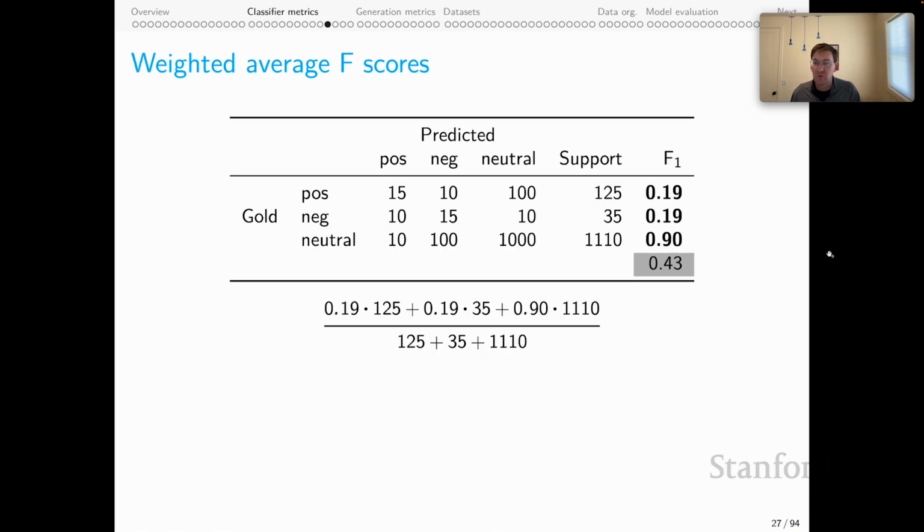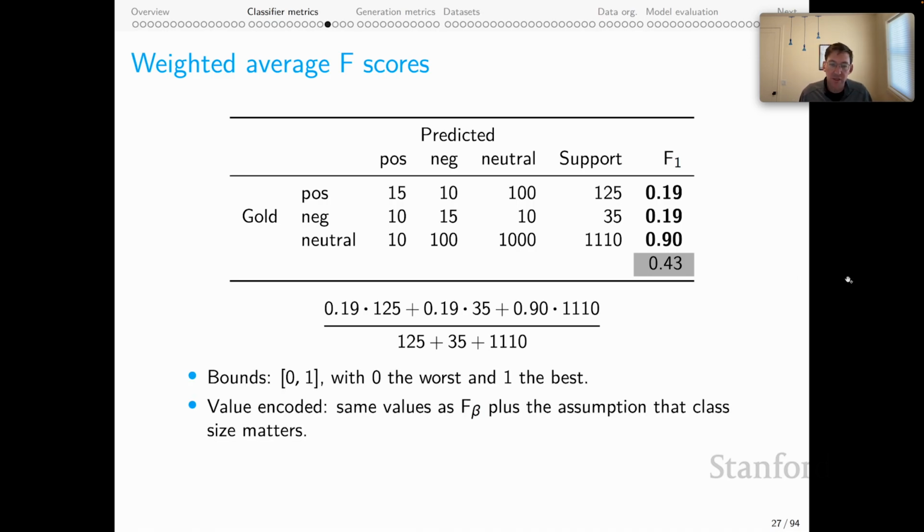Weighted average F-scores is a straightforward way to average where you simply take into account the total support. And so it's a straight up weighted numerical average of the three F1 scores. The bounds are 0 and 1, 0 the worst, 1 the best. The value encoded is the same as the F scores, plus the assumption that class size does in fact matter in this case. So this will be more like accuracy. The weakness, of course, is that large classes will heavily dominate. So we're back to that same weakness that we had for accuracy.